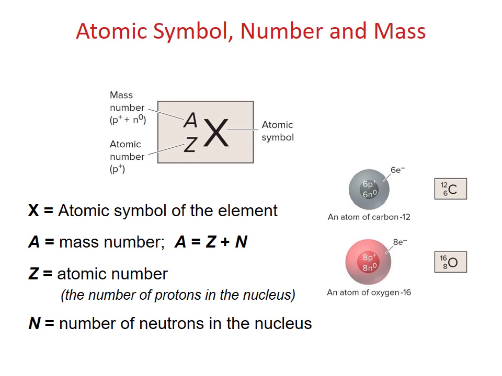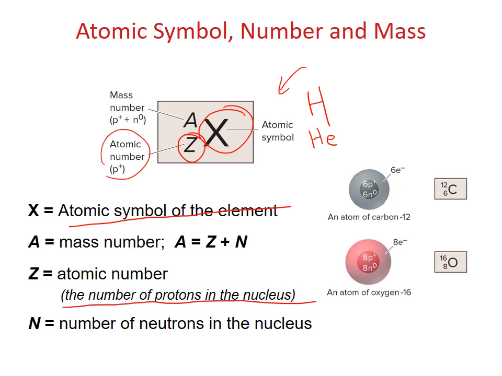This notation is commonly seen in the periodic table. X represents the atomic symbol of an element. For example, hydrogen uses H, helium uses He. Now on the left side, Z represents atomic number. Atomic number is the number of protons in the nucleus. For example, in hydrogen, there's 1 proton in the nucleus, so we put 1 on the left side bottom. A is called the mass number, which is the sum of the atomic number, or proton number, plus the neutron number. N is the number of neutrons.